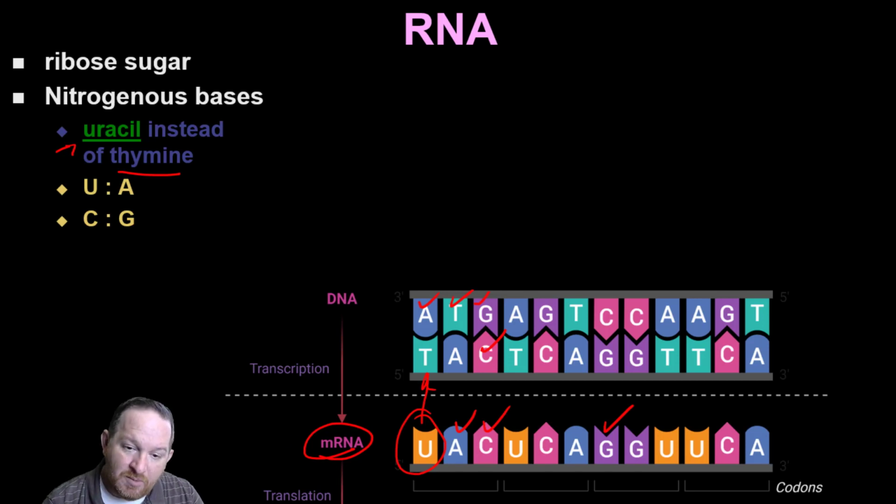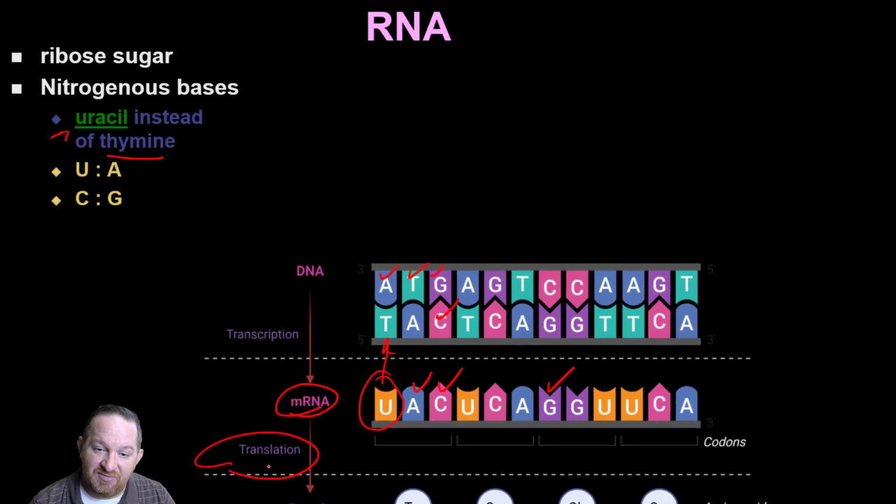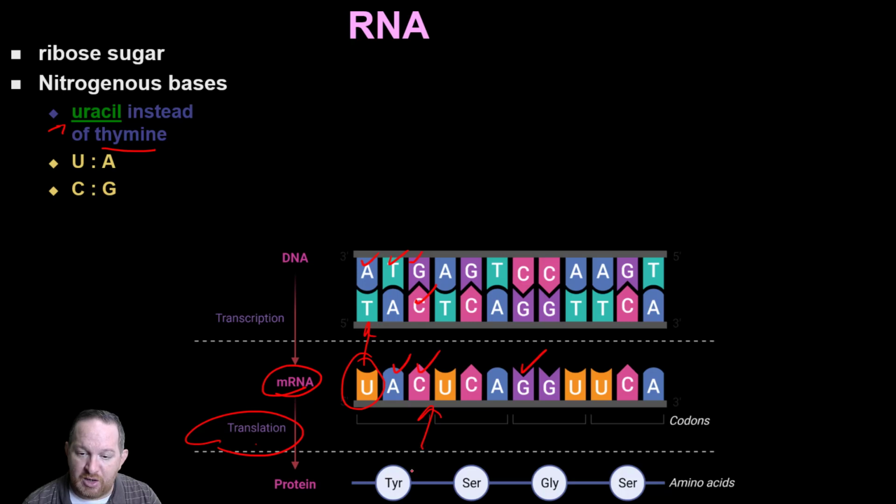Then later, a process we'll talk about is how translation will read the messenger RNA and turn it into the amino acids that make up protein. Okay, so without thymine, we still have our base pairing rule. C goes with G, but remember U replaced T, so U is going to bind with A.